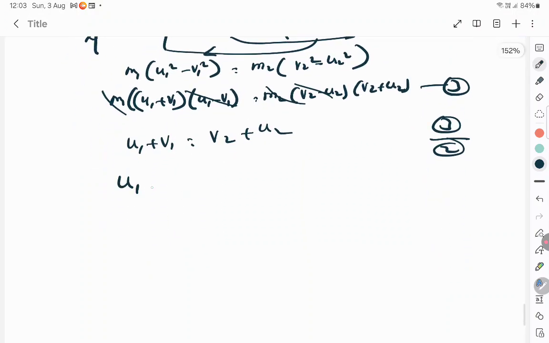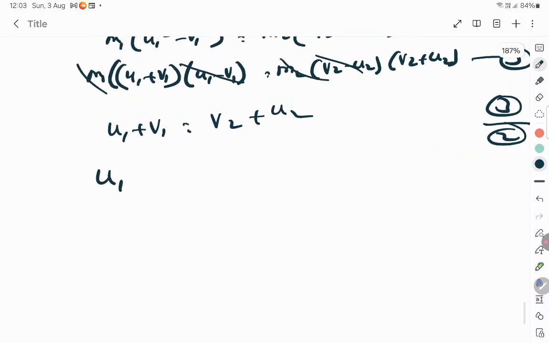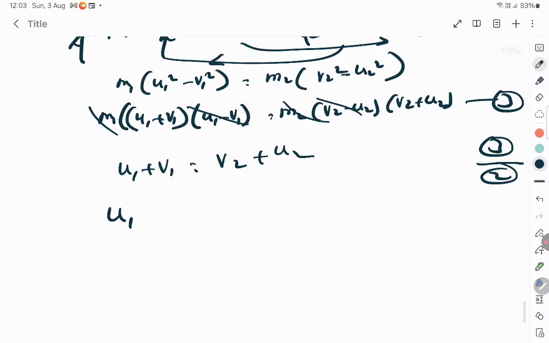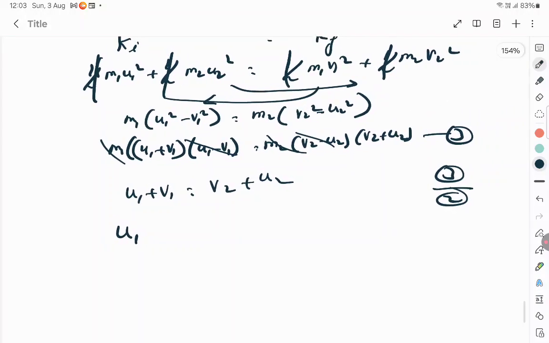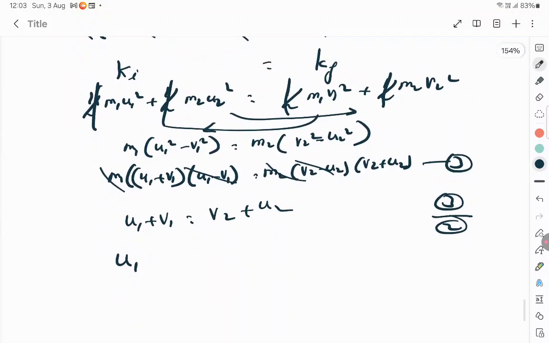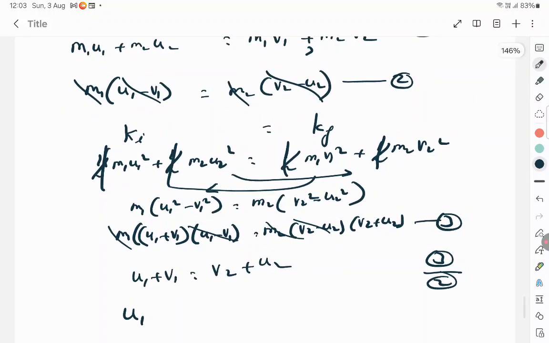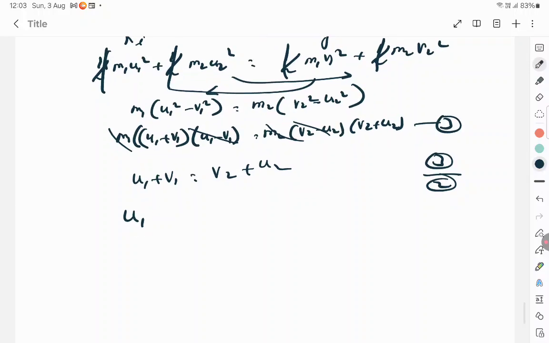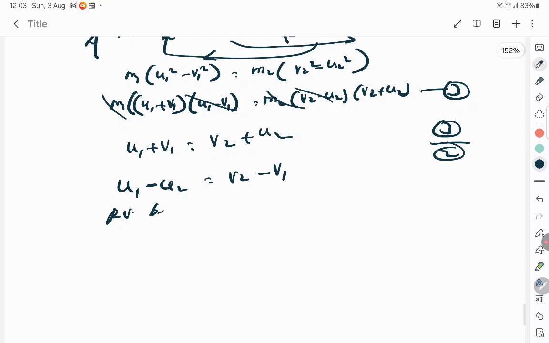Take u2 to the other side. Divide it and cancel the negatives and have only the positives. So u1 minus u2 is equal to v2 minus v1. Thus you get that relative velocity before collision is equal to relative velocity after collision. Relative velocity of approach equals relative velocity of separation.